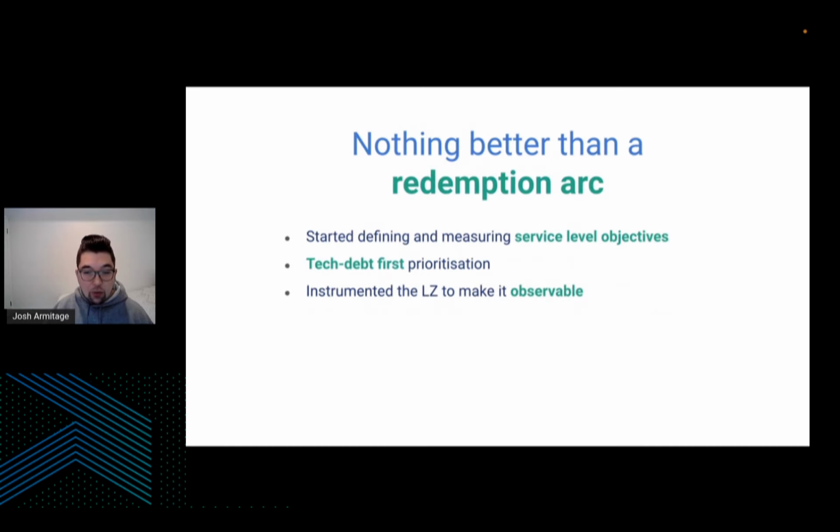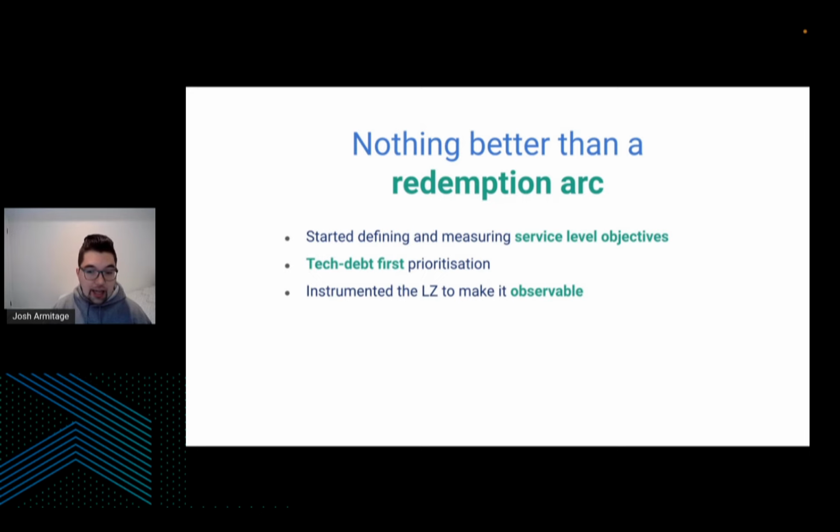And then the reality was we actually got our redemption arc on this. We started defining and measuring service level objectives. So we went from a finger in the air, like people are happy, to going, no, let's go data driven. Let's figure out how we're going to do this. We did tech debt first prioritization, which at an enterprise is almost heretical, but we built in this concept of, well, actually, we need to take care of ourselves before we take care of other people. Not that we can just ignore them, but we're trying to scale this platform out. We have to invest in new things and we have to potentially revisit old things.